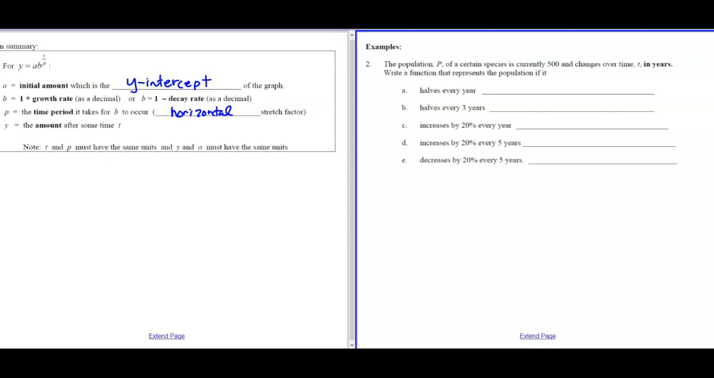Okay, you do those equations there. Give you a minute or two. P is the population. Initial amount 500. T is in years. They're all slightly different.